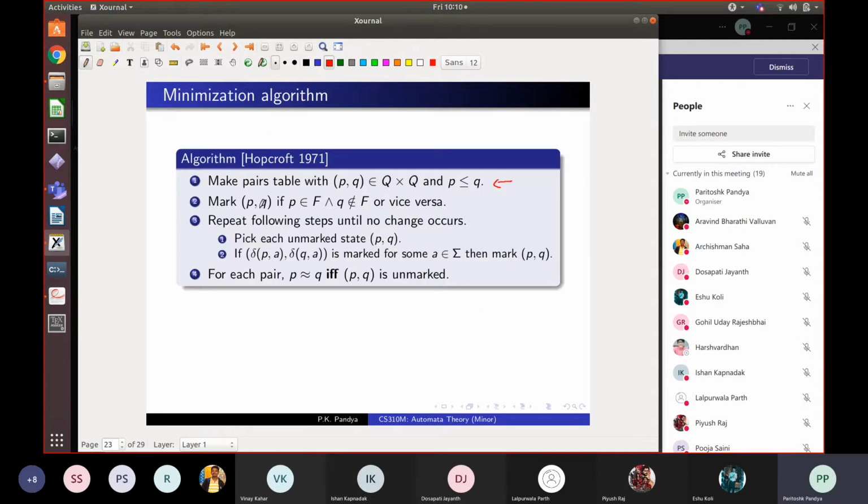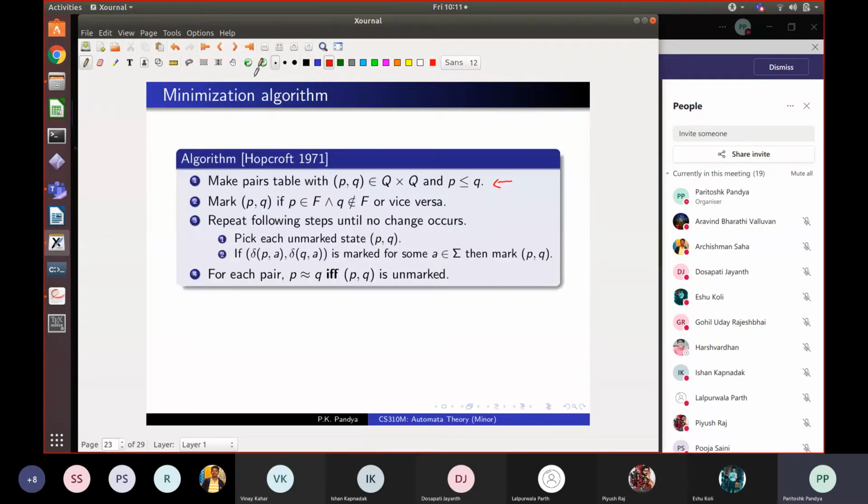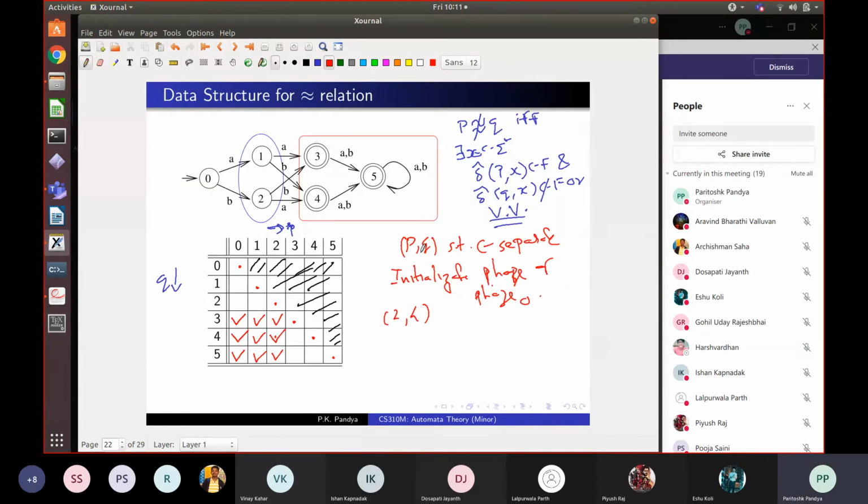First I create the table and then I mark all pairs PQ such that P belongs to F and Q does not belong to F, or vice versa. That is, all pairs PQ such that exactly one of them belongs to the final states and the other one doesn't. Such pairs I mark out in this table, and that gives me the phase 0 marking of this table. Clearly you can see that these pairs of states are not equivalent. There may be other pairs of states which are still blank, which may be not equivalent. Maybe some longer string separates them, but that I have not yet worked out. So is this clear to you? I hope this is.